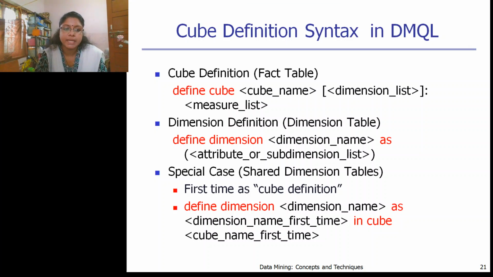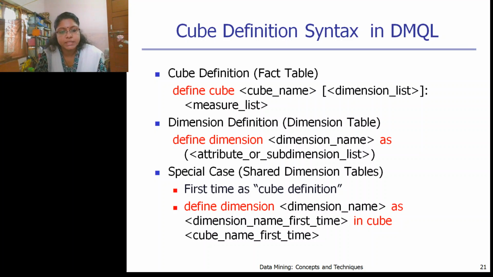For a cube definition, the basic fact table can be defined by define cube, the name, then the dimension list, which is given in square brackets, and then a colon, then the measure list. So that is for defining the data cube. Next is defining the dimension or dimension table: define dimension, then give the dimension name as attribute or subdimension list.